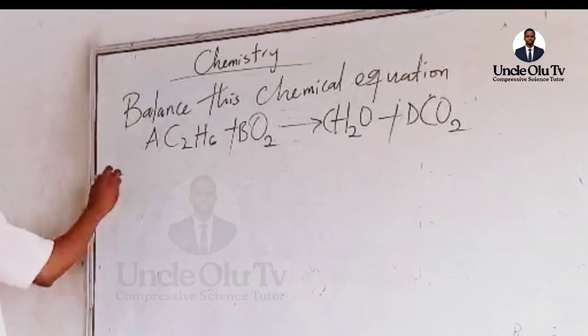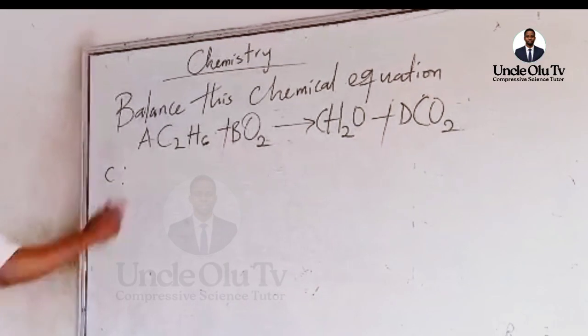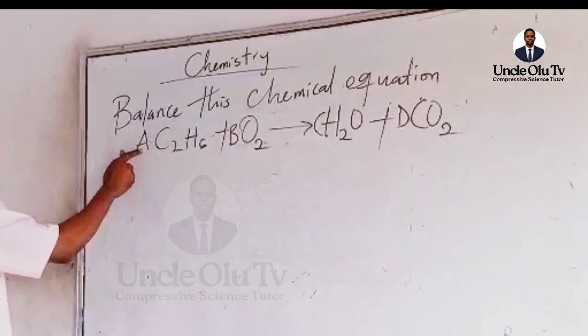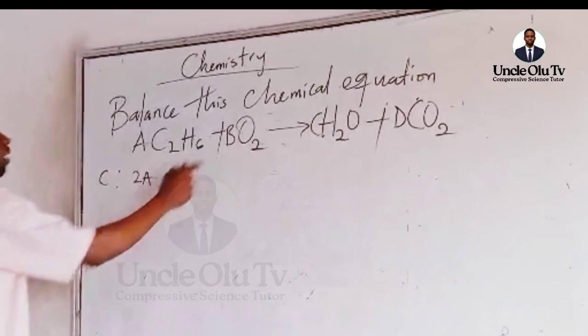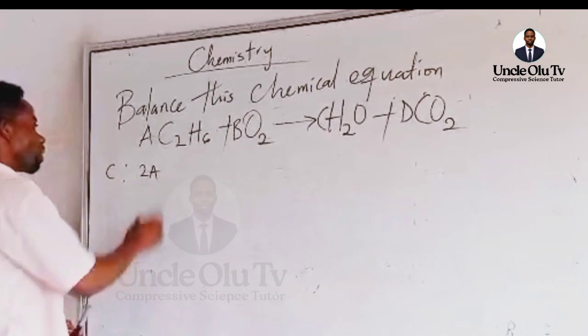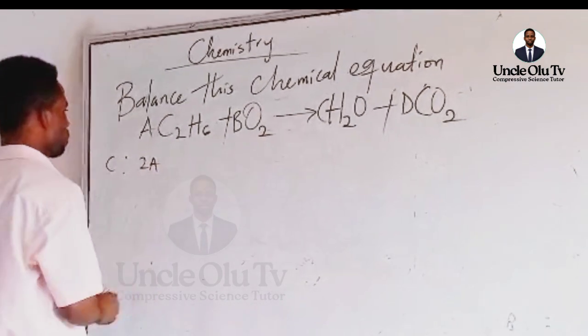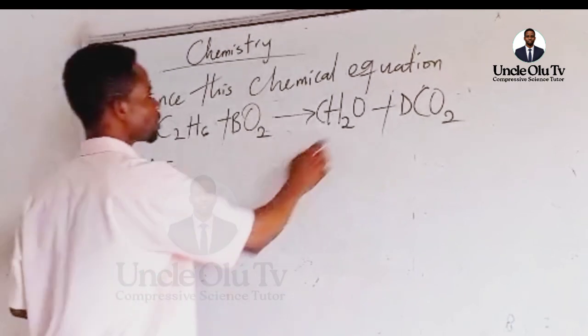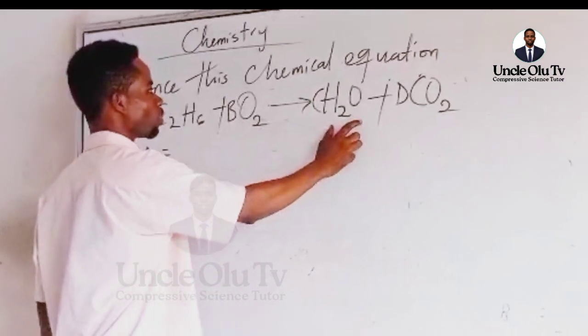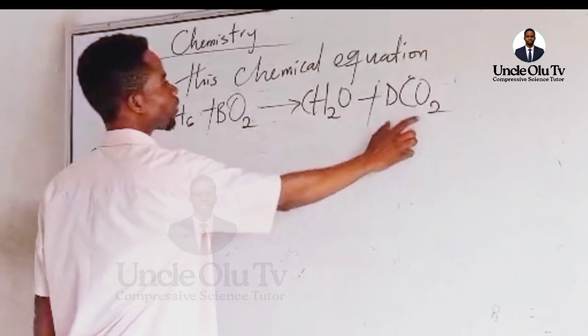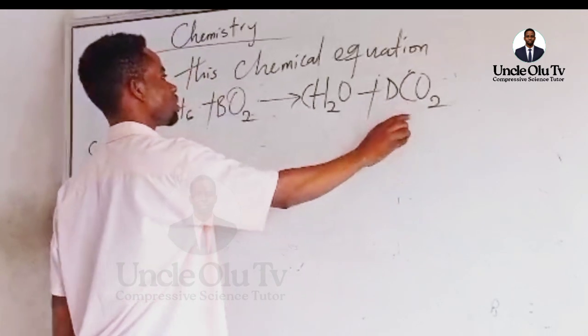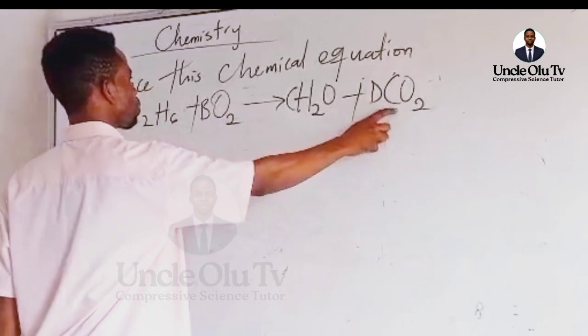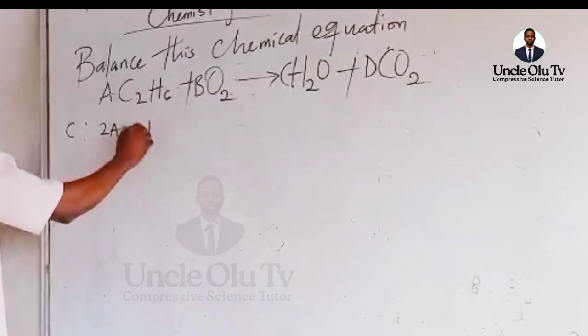One by one, carbon. How many carbon do I have here? 2, that is 2A. Do I have any carbon here again? No. Now come to this side. Do I have carbon? No. Do I have carbon here? Yes, that is 1. That carbon is D, just 1D.